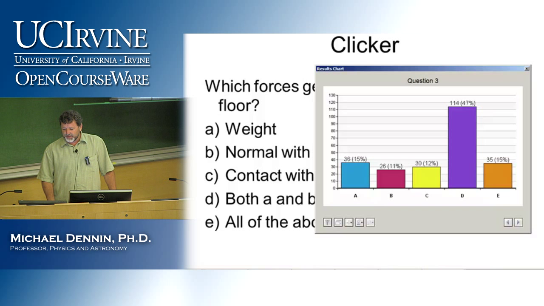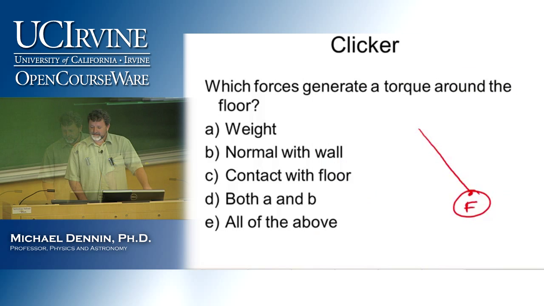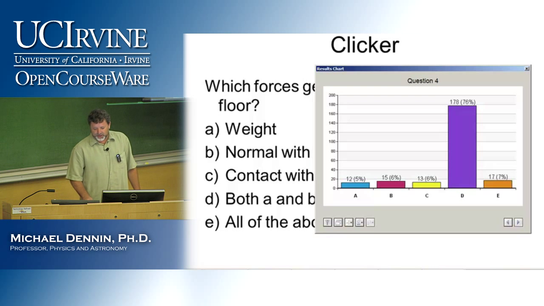I want you to figure this out. Talk with the people next to you. Why would it be just both A and B? Why not all of them? And why not just one of the others? Okay, very good. It's A and B.